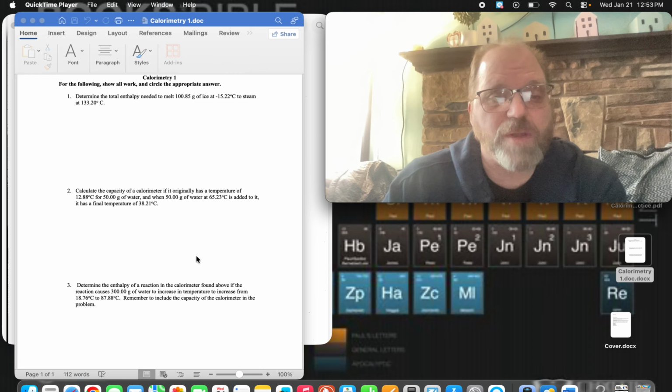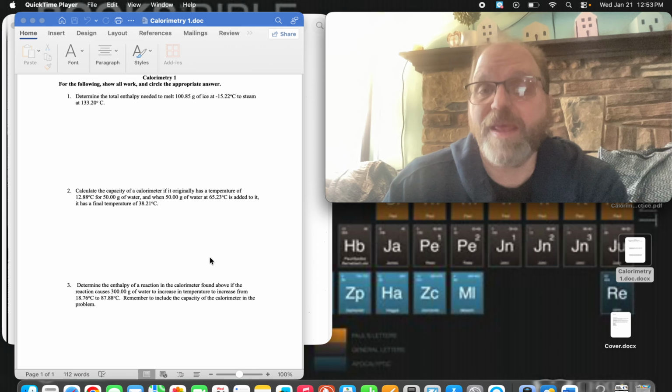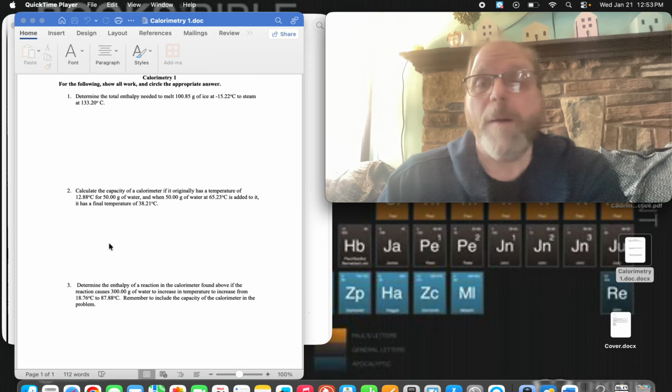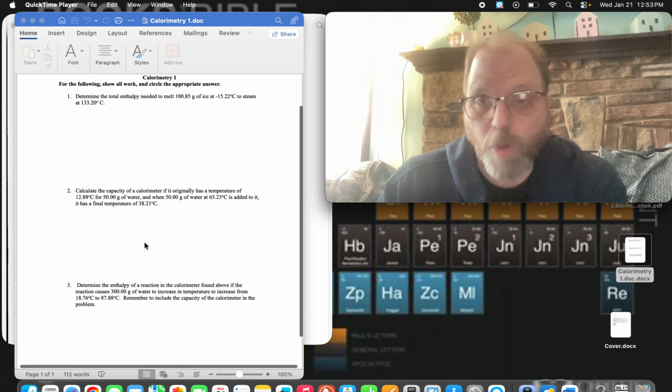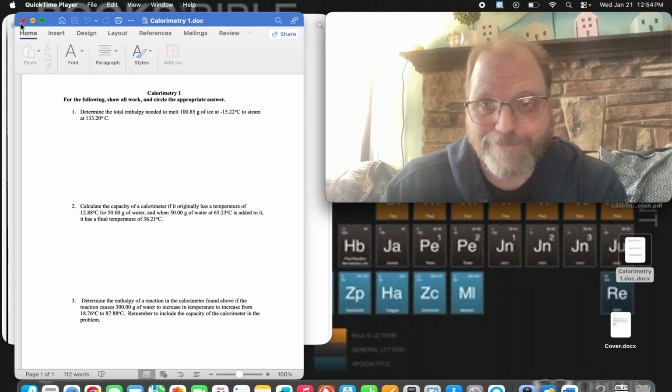And then for the last one, determine the enthalpy of the reaction. The calorimeter is found above, so we're using the capacity we find. If the reaction causes 300.00 grams of water to increase in temperature from 18.76 degrees Celsius to 87.88 degrees Celsius, remember to include the capacity of the calorimeter in the problem. All right, so pause the video, work through those 3 problems, okay?